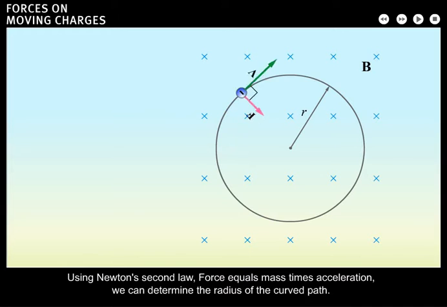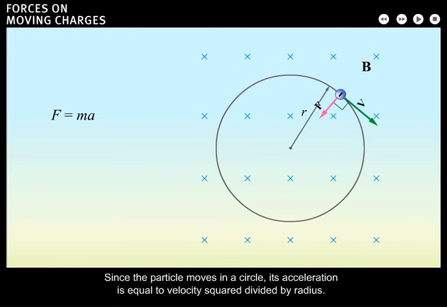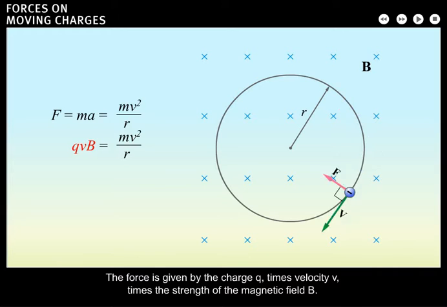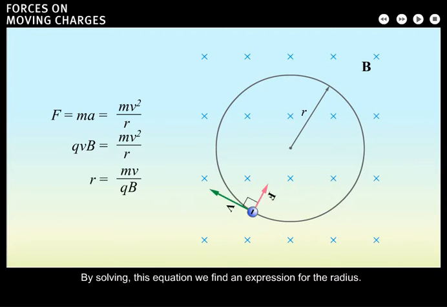Using Newton's second law, force equals mass times acceleration, we can determine the radius of the curved path. Since the particle moves in a circle, its acceleration is equal to velocity squared divided by radius. The force is given by the charge Q times velocity V times the strength of the magnetic field B. By solving this equation, we find an expression for the radius.